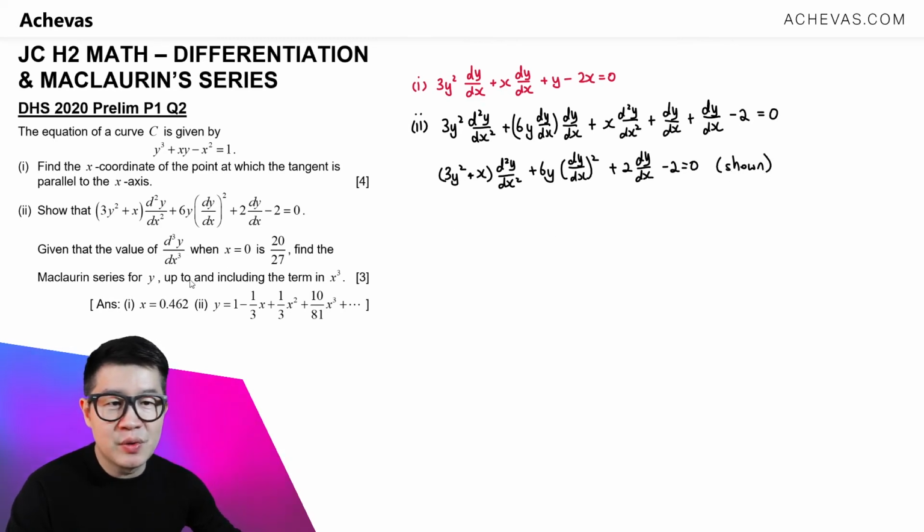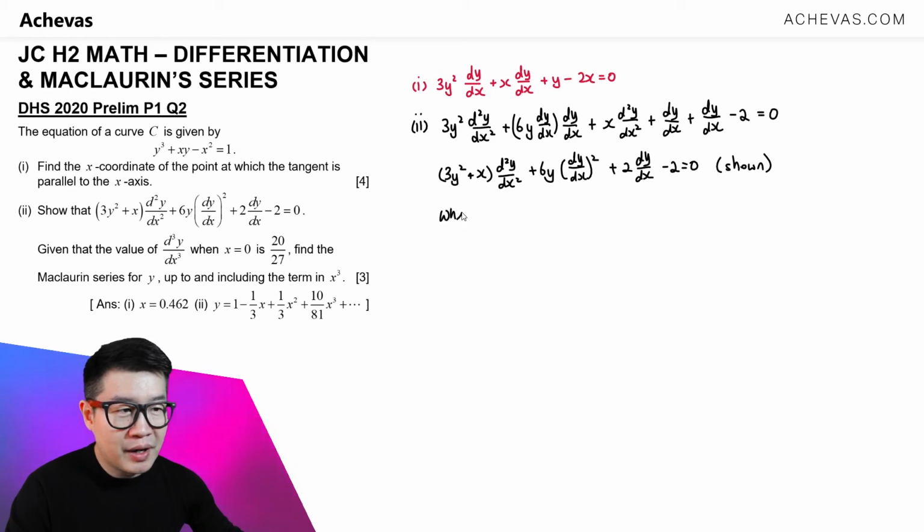Next, we are supposed to derive the Maclaurin series for y. And we are given this because we are supposed to come up with a Maclaurin series for y all the way up to x to the power of 3 terms. So we do need d cubed y dx cubed. So I guess the question has been a little bit generous by giving us this instead of having us to differentiate this another time to get d cubed y dx cubed. So let's try to find parts of the coefficients of my Maclaurin's series.